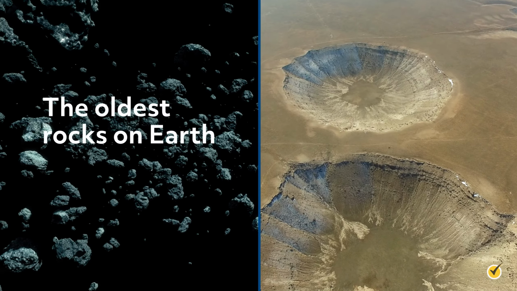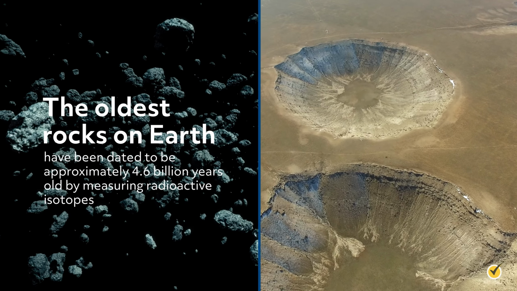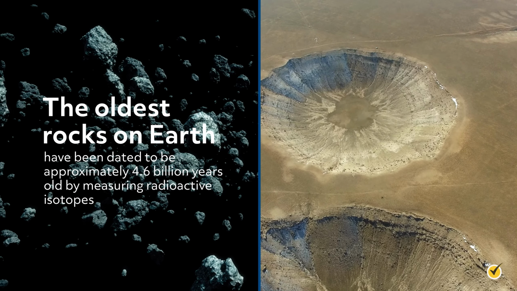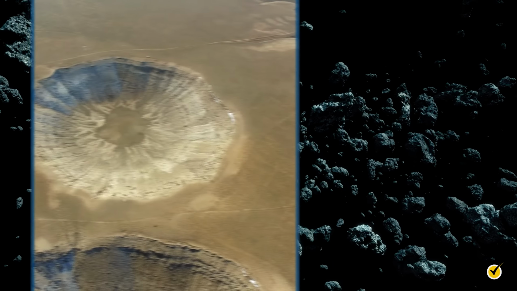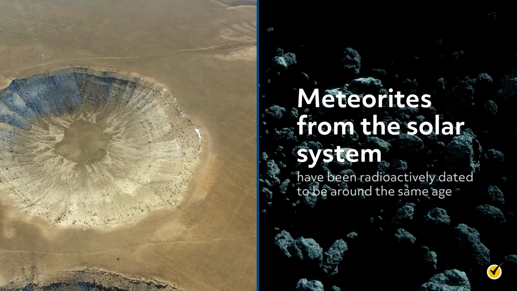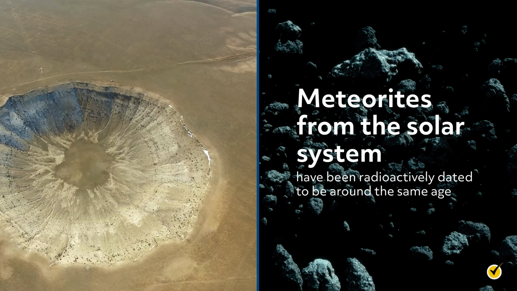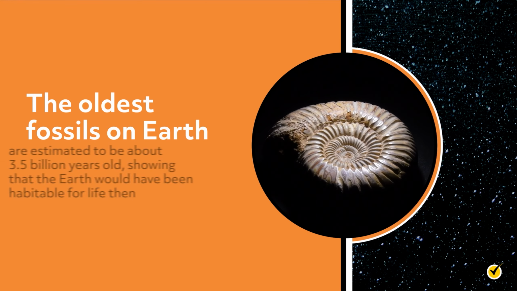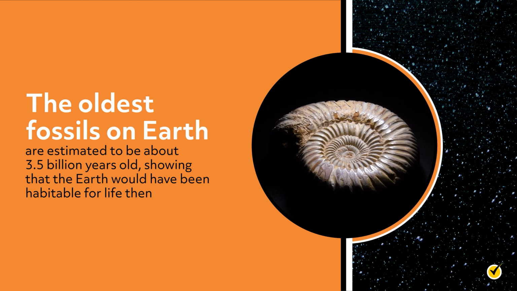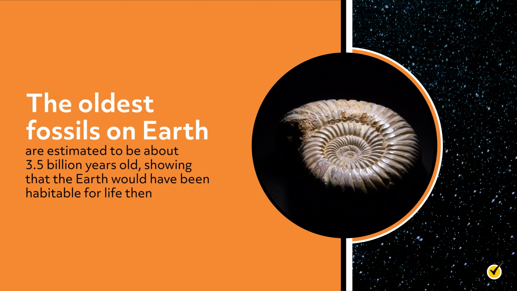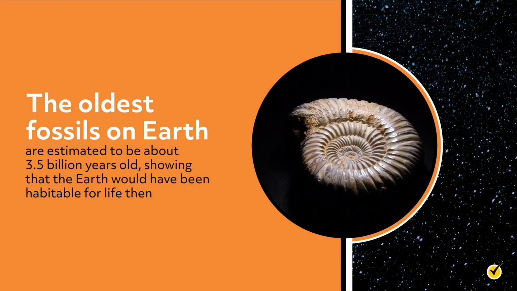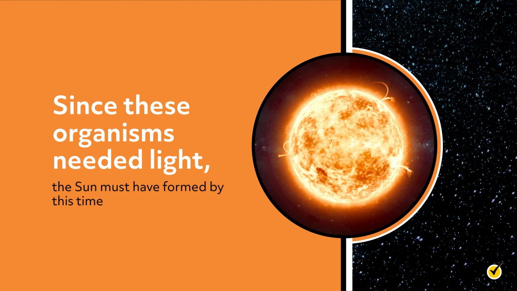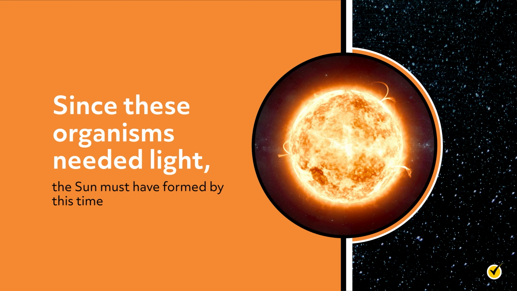The oldest rocks on Earth have been dated to be approximately 4.6 billion years old by measuring radioactive isotopes. Meteorites from the solar system have been radioactively dated to be around the same age. The oldest fossils on Earth are estimated to be about 3.5 billion years old, showing that the Earth would have been habitable for life then. Since these organisms needed light, the Sun must have formed by this time.